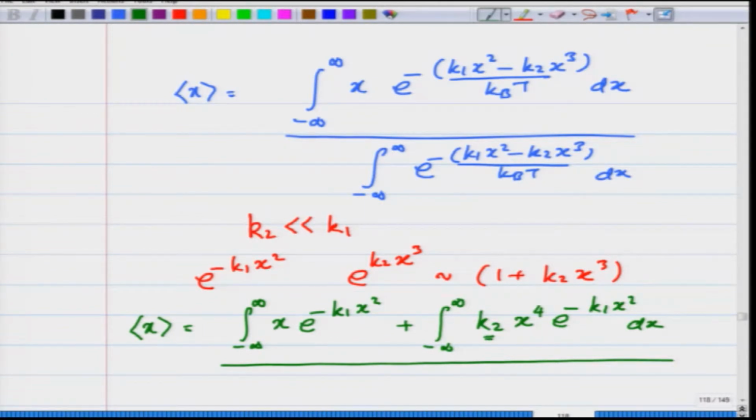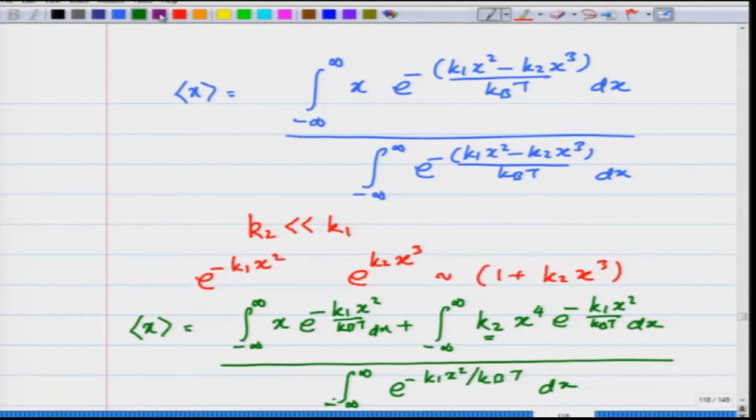In the denominator, the lower term, I will just neglect the k2 x cubed term. Even if I retain it, it will go upstairs as some k2, and then I can just ignore it. So, I have expanded this up to k2, and in the lower term, I will just keep the quadratic term, the integral from minus infinity to infinity of e raised to minus k1 x square over kB T dx. I have forgotten kB T here, dx divided by kB T dx.